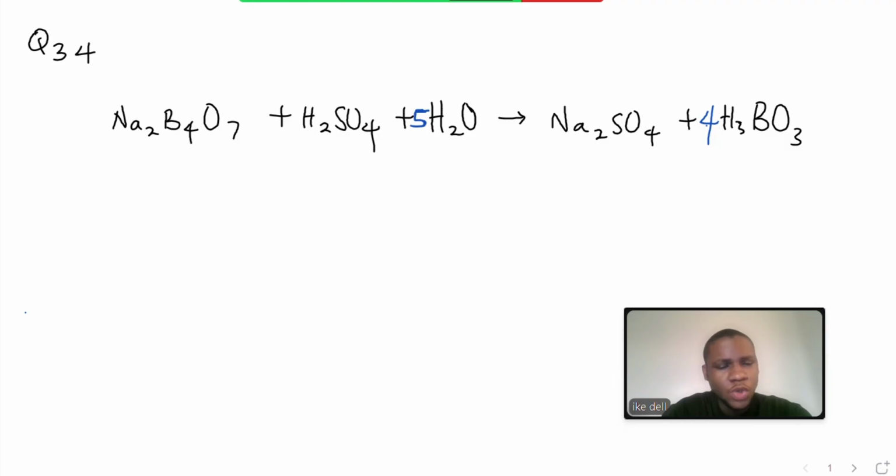Yes, and then also you might have also solved this question using the algebraic method. That should also work and give you pretty much the same answers.